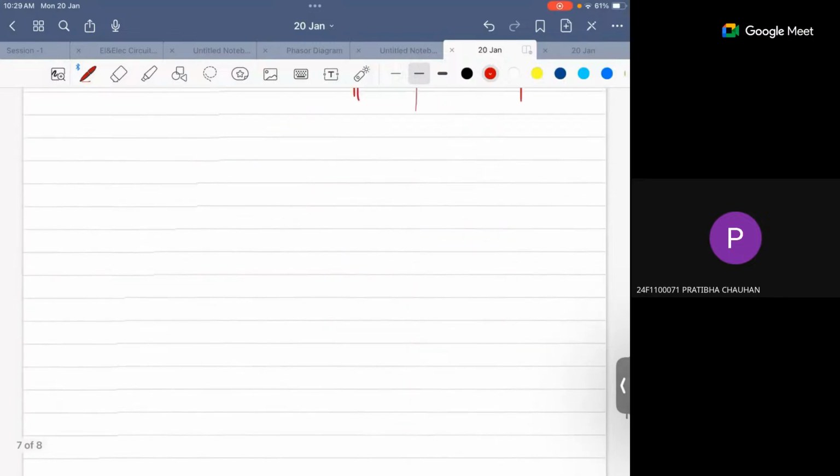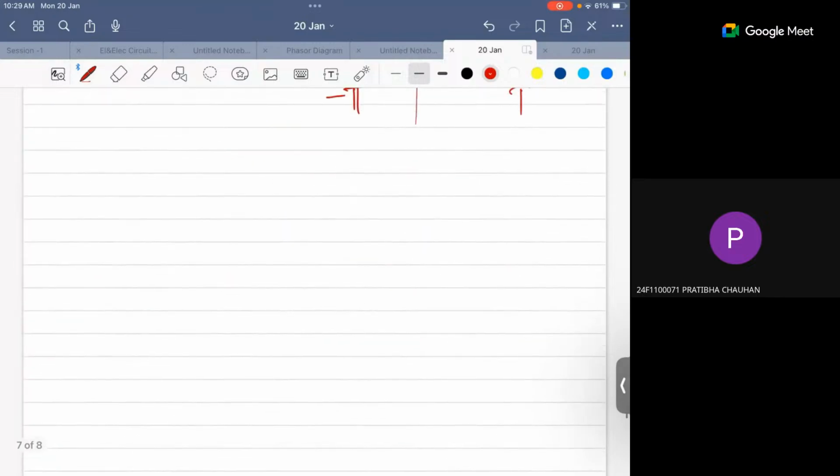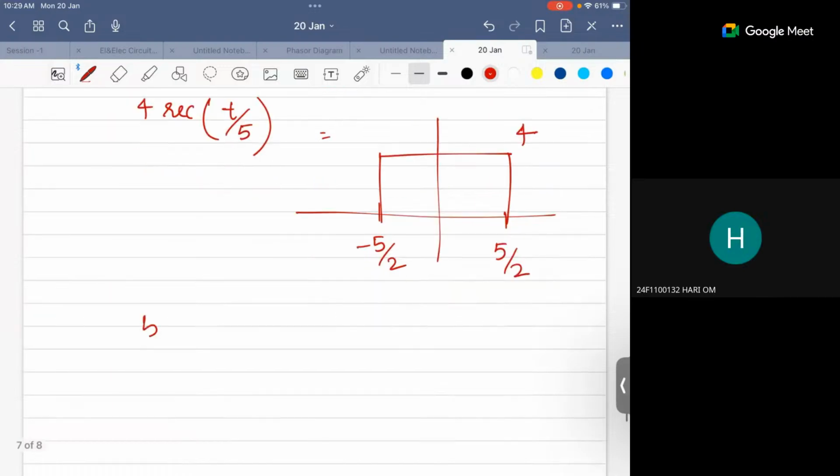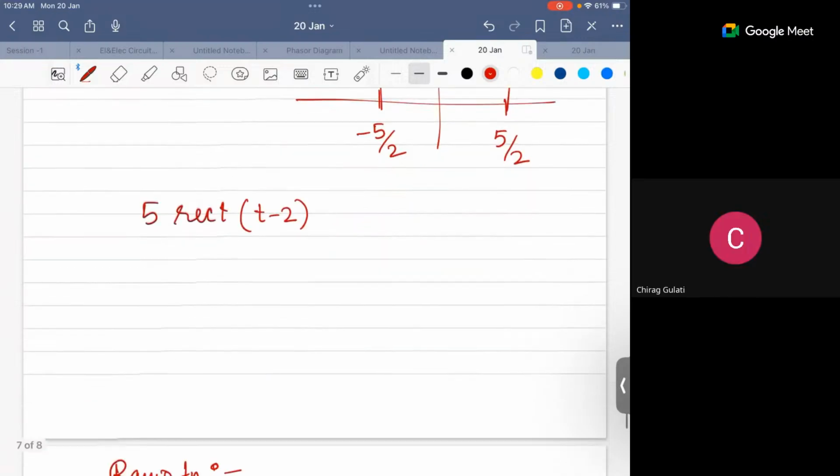Clear? Now, if I ask you to represent the function 4 times rect of t by 5, can somebody tell me what the width of this function is? The width is 5, the magnitude is 4. So how will you represent this? From minus 5 by 2 to 5 by 2. Correct? Clear? Now I have to represent 5 times rect of t minus 2. What is the width of this function?